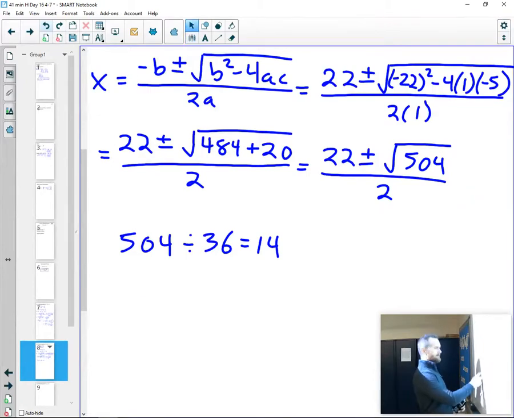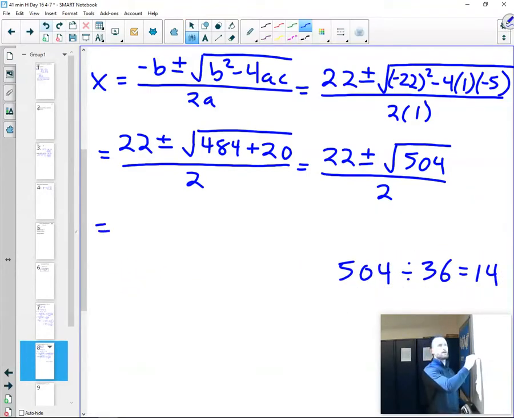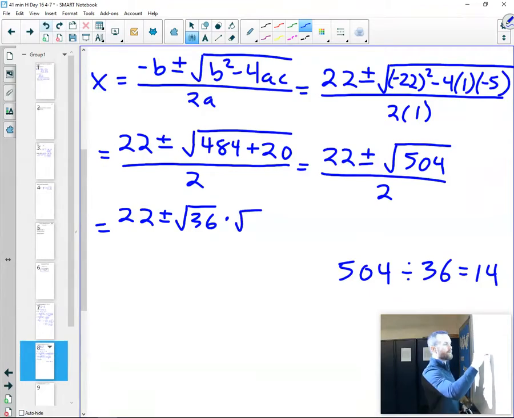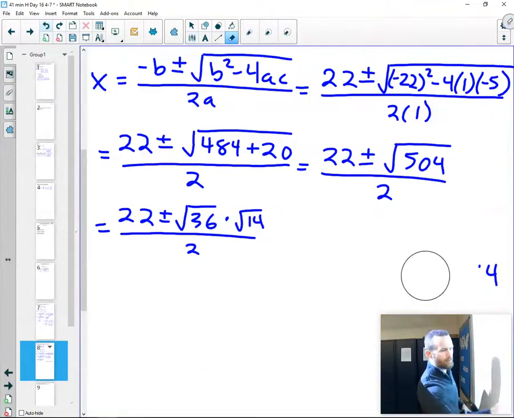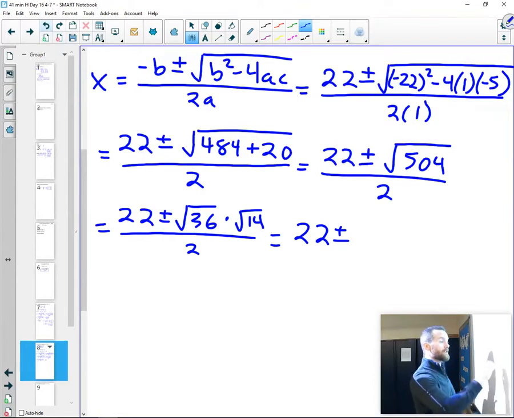So let me move this over real quick. Like I said, we'll erase that once I actually use it. So it becomes 22 plus or minus the square root of 36 times the square root of 14, all divided by 2. We don't need this anymore. What we can do now is get 22 plus or minus, we can take the square root of 36 and make it 6 times the square root of 14, all divided by 2.